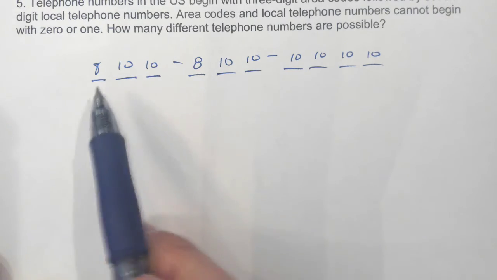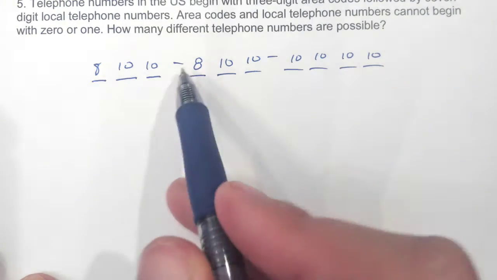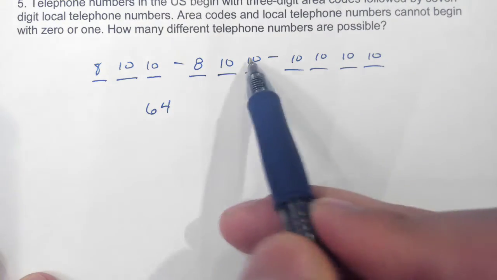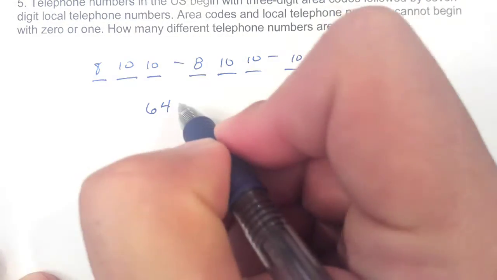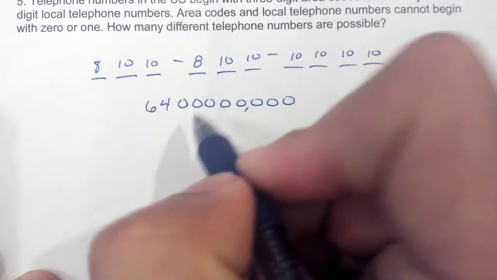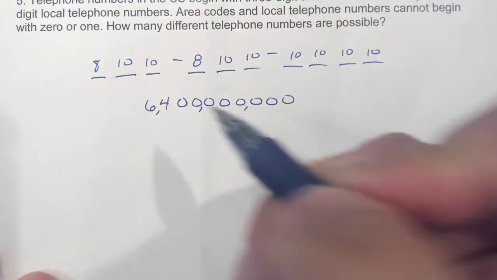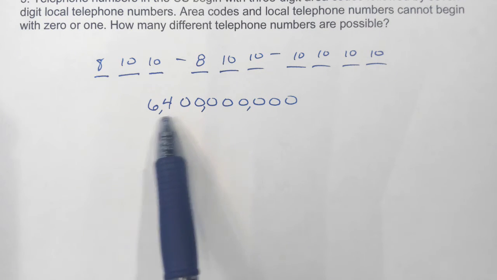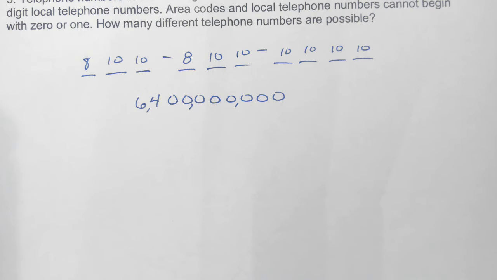So the fundamental counting principle says we can multiply all of that out. I see 8 times 8, which is 64, and then times all of those 10s. There are 1, 2, 3, 4, 5, 6, 7, 8 10s, so that would be 8 zeros. With our current phone number specifications, there are 6,400,000,000 combinations of phone numbers. So that's quite a bit.